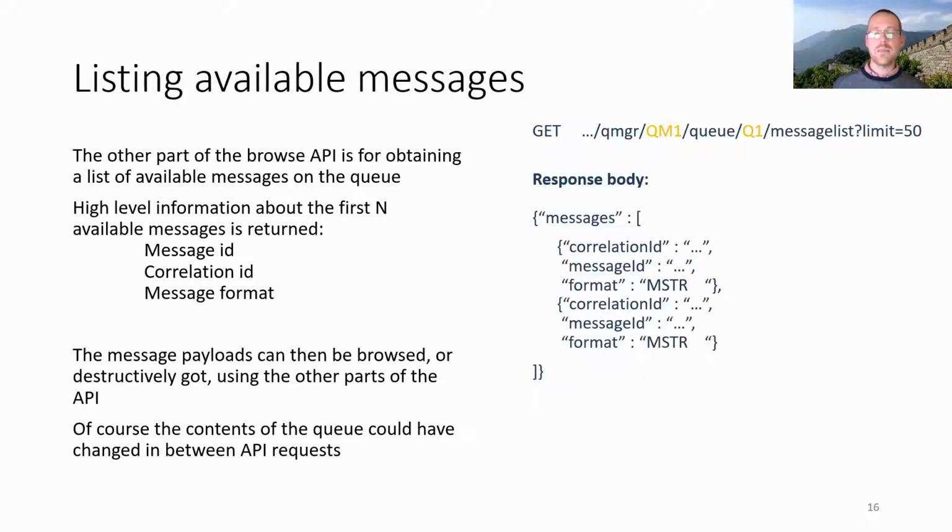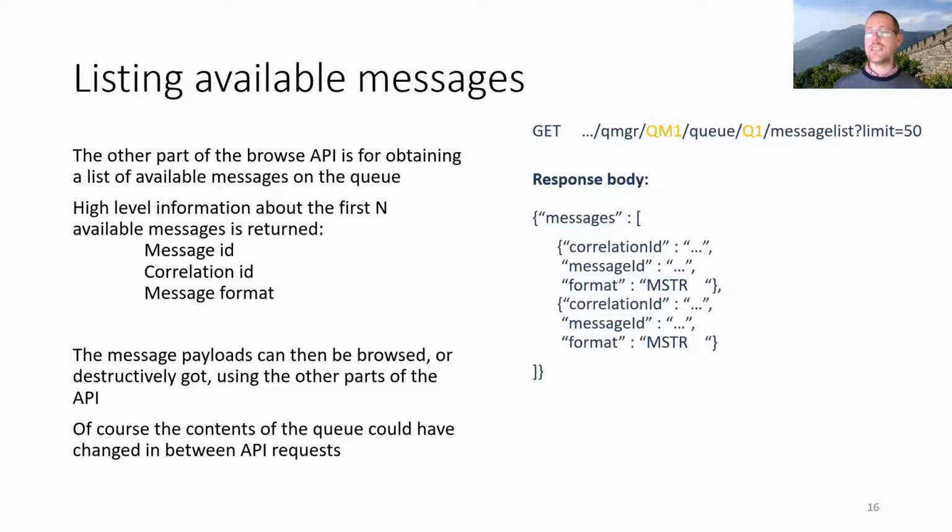What we've also done is the ability to give a high-level list of the available set of messages on the queue. So this looks similar to the individual browse API. The only real difference is the URL, because we're looking at a list of messages, so the end of the URL changes to be message list rather than message. And when you issue a get to this, it will return you a list of the available messages on the queue, but only a subset of the information. Basically, it returns you their correlation ID, message ID, and what format they are.